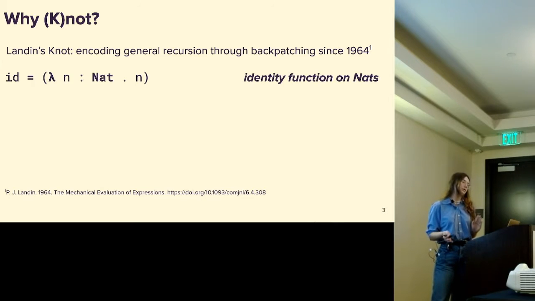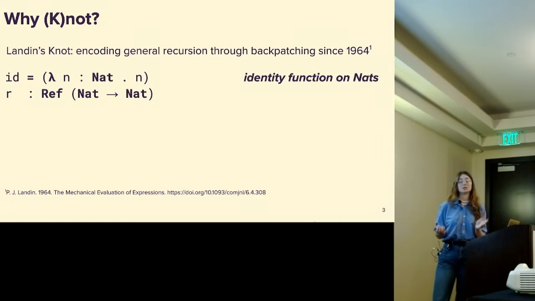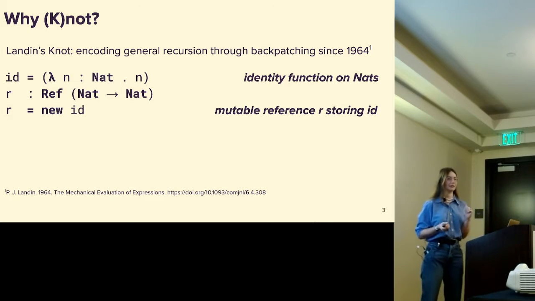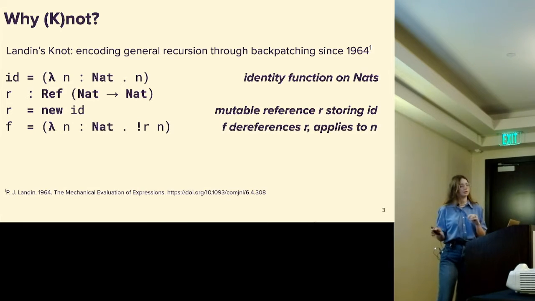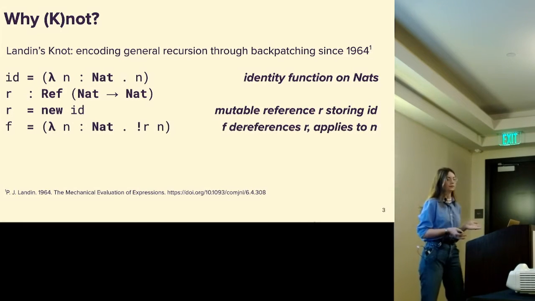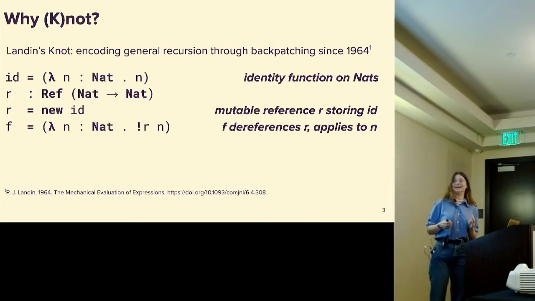In this example, I'm going to start off by just defining the identity function on natural numbers. This isn't very interesting, but I want to have an initial value for this mutable reference that contains a function from naturals to naturals. So I'm going to initialize this reference R with the initial value ID. Now that I have this reference R, I'm going to refer to it in a different function f. What f is going to do is dereference this reference R, whatever function happens to be in it, and apply it to its formal parameter n.